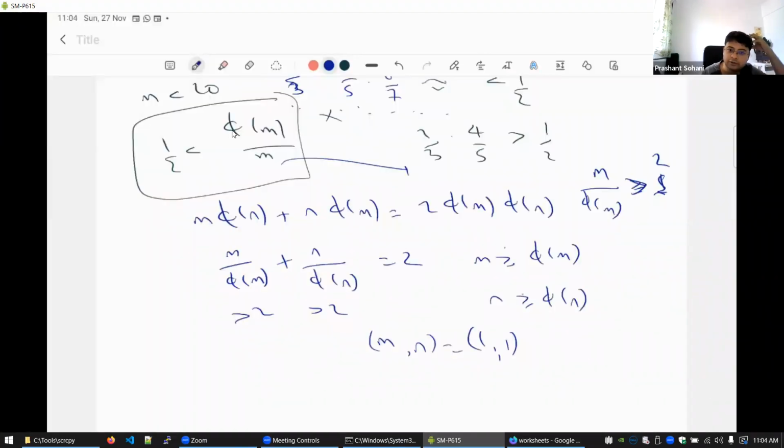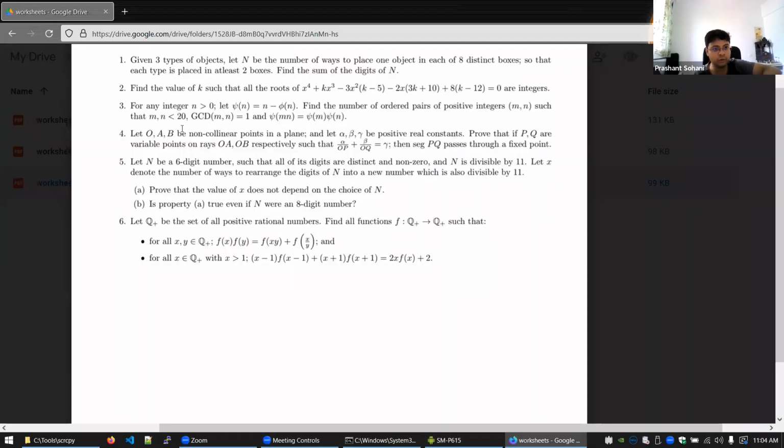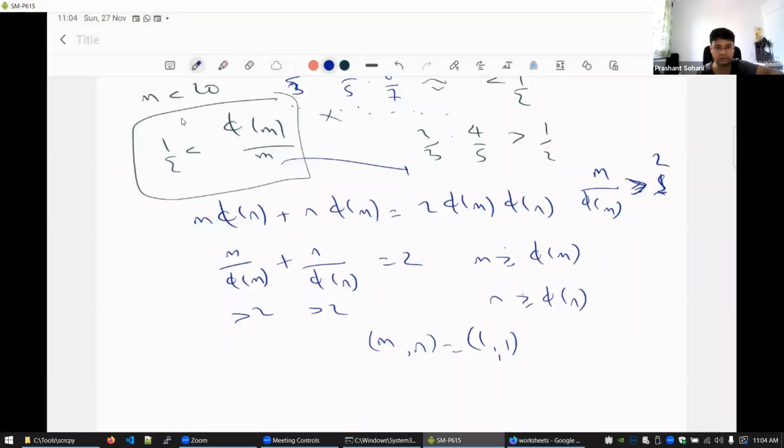Oh, interesting. So I guess in your solution we don't even require this condition, right? We didn't use this at all. So interesting, I didn't observe that. Yeah, in fact, that's a very nice solution then.